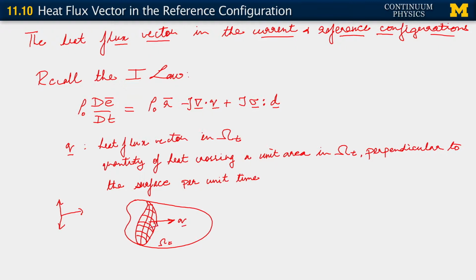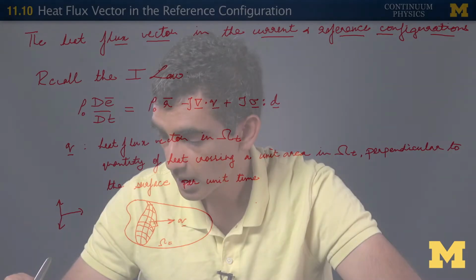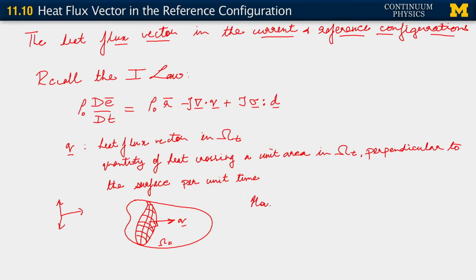Right? We tend to think of it as the amount of heat coming out perpendicular to that surface per unit time. Okay? What we want to do now is understand how to rewrite an equivalent heat flux vector in the reference configuration. Okay? So how is Q related to heat flux in omega sub 0? Okay?